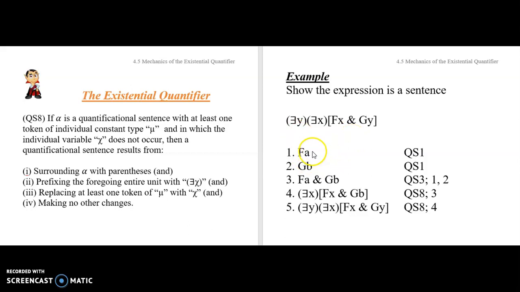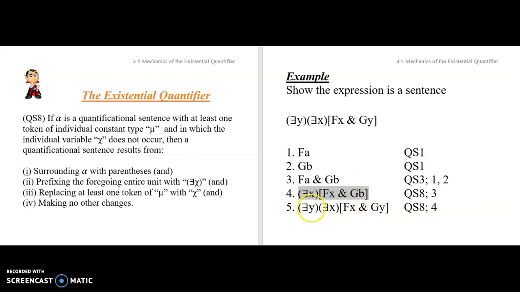But so I've got FA, GB, I build this construction right here, and now I'm ready to start existentially generalizing there a little bit. So what I'm going to do is attach this quantifier to this whole unit, replacing the x with the a, and then I'm going to take this whole unit and prefix this entire unit with a new existential quantifier. The variable y does not occur here, and it replaces at least one of the individual constants there. So it goes like this.